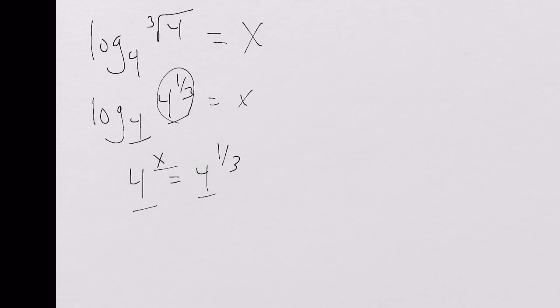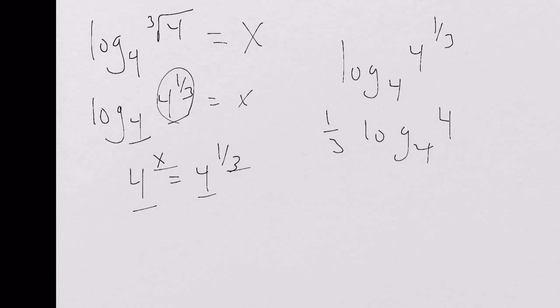My bases are the same, so my exponents are equal to each other. X equals the 1/3. You could also use the power rule that it talks about. So if I have something like this, I know that 1/3 could come in front. That's using the power rule because this becomes a product.